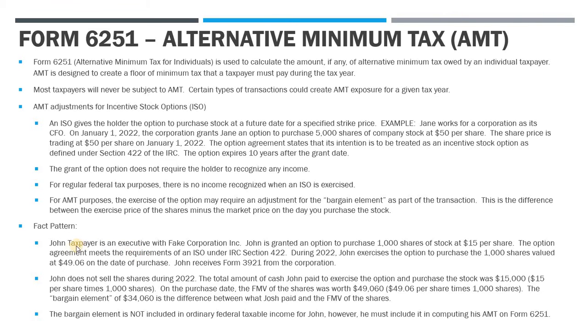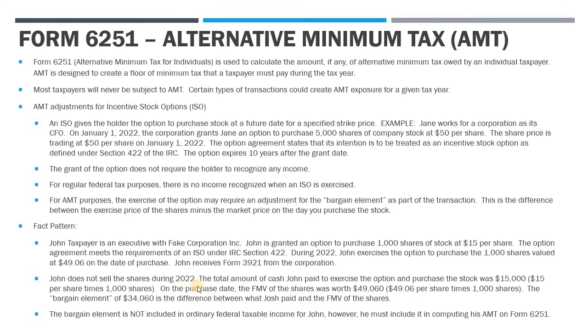So if we look at our fact pattern that we're going to look at with the return and the 3921, we have John Taxpayer. He's an executive with this corporation, Fig Corporation Inc. He's granted an option to buy 1,000 shares of stock at $15 per share. The agreement meets all the requirements of an ISO under Section 422, so he's good there. And during 2022, he exercises the option to purchase 1,000 shares. Now, when he buys the shares, the stock price has appreciated significantly. It's trading at $49.06 on the day he exercises the option to buy the stock. So there is definitely a bargain element there.